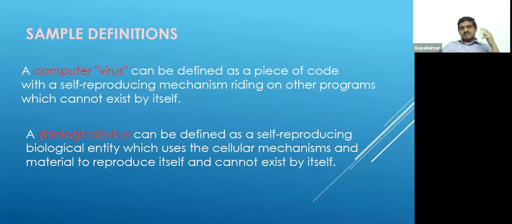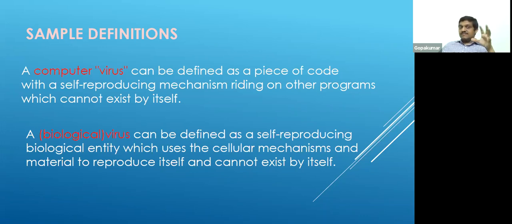What can be the simple definitions for a computer virus and a biological virus? A computer virus can be defined as a piece of code, a program with a self-reproducing mechanism. It can reproduce itself by riding on other programs, because it needs other programs to launch it, and it cannot exist by itself. The virus alone cannot exist by itself.